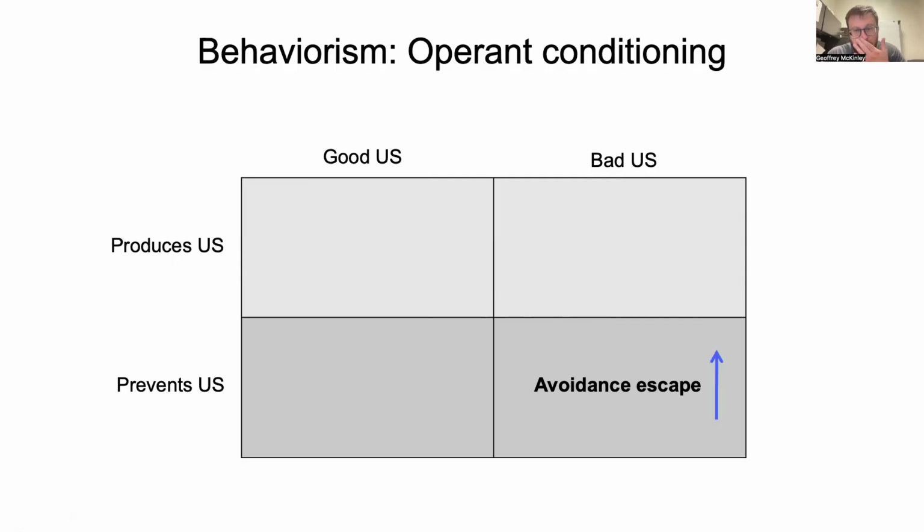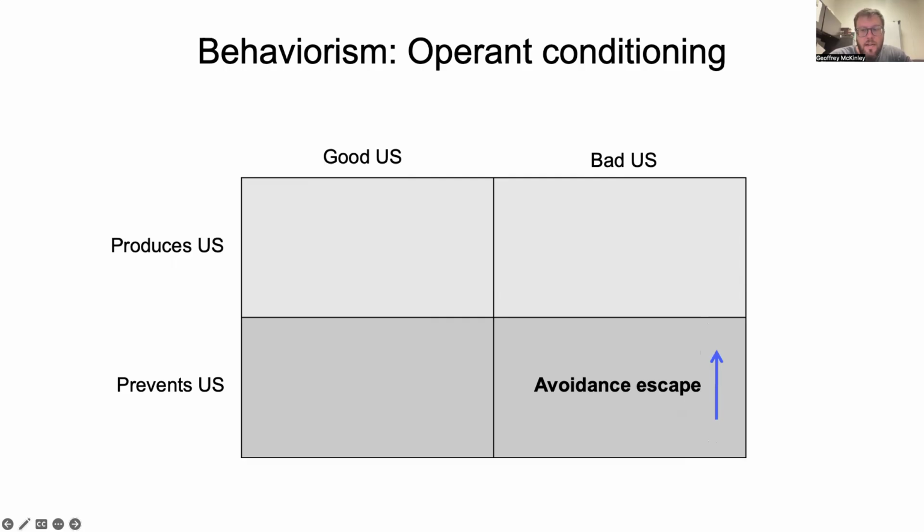An example I could think of is, imagine you were a prisoner of war and you're being tortured in order to get information. That's a bad unconditioned stimulus because it's very painful. But if you give up information about your side, then it will prevent that unconditioned stimulus. So the torture will stop. The consequence of this kind of training is that it increases that kind of behavior. So that's why there's a blue arrow going up here.